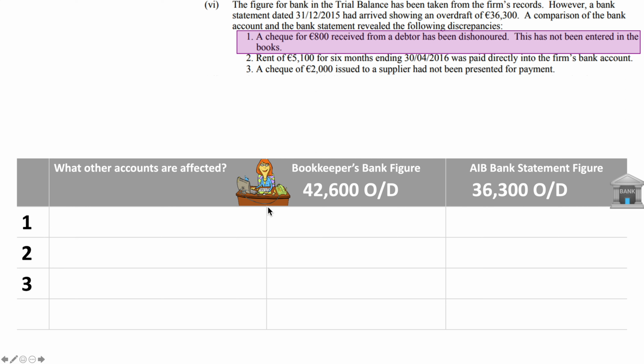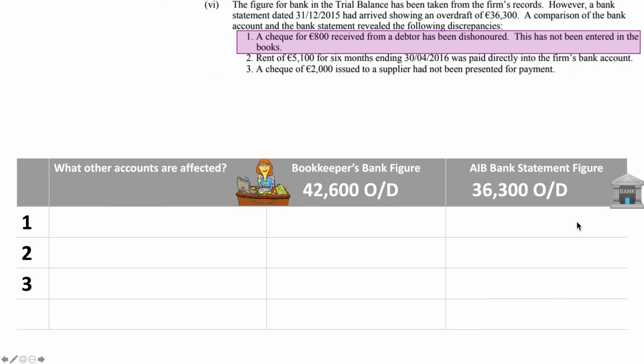So what we have to do is think, which bank account figure needs to be adjusted? Is it the bookkeeper's bank figure or is it the AIB bank figure? Okay, so the first one says a cheque for €800 received from a debtor has been dishonoured. This has not been entered in the books.